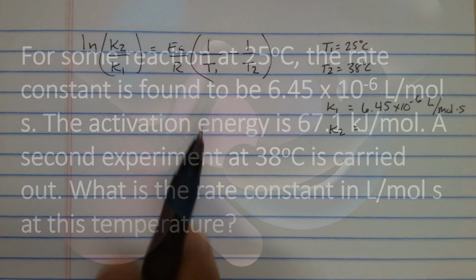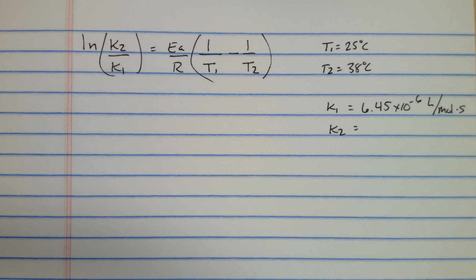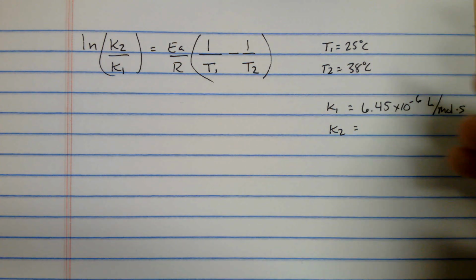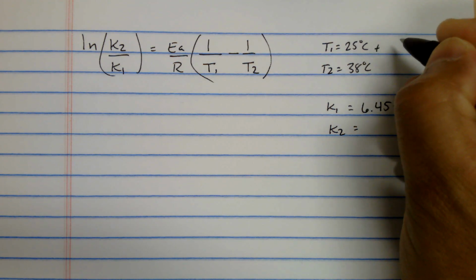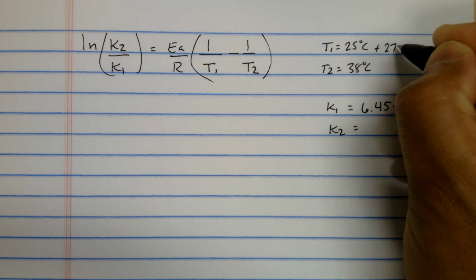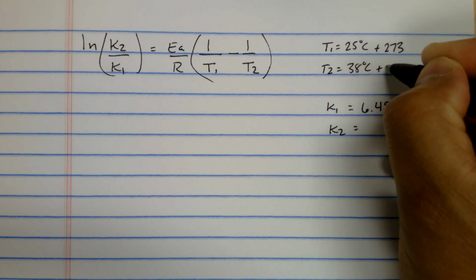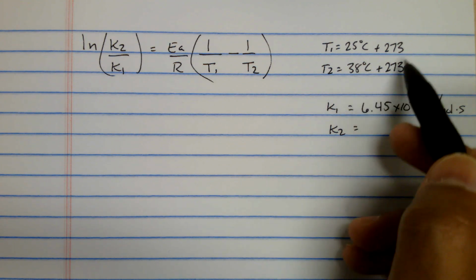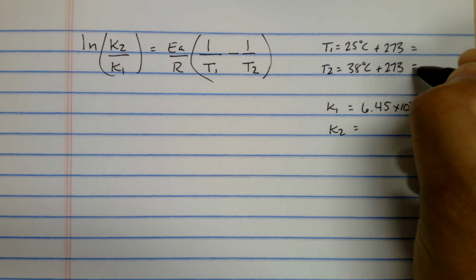All right, so here's our Arrhenius equation. We have our two temperatures. The temperatures are in Celsius, so we'll have to convert that temperature, or each temperature, to Kelvin. So we'll add 273. Be careful with your significant figures. Since these have 0 decimal places, I'll just add 273.